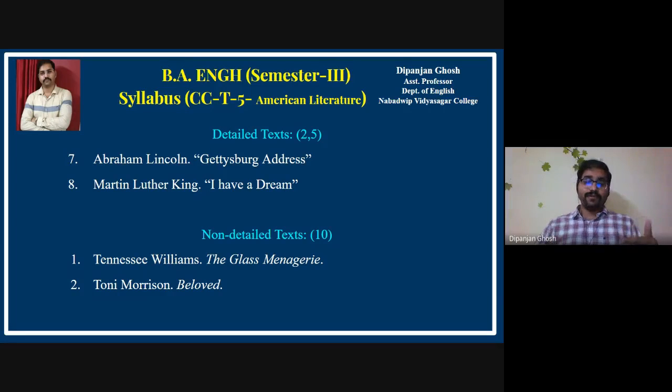So ultimately, if you have to go with the text, then you have to buy the text. And if you want some notes, they are not available in detail, but for Beloved there is a particular notebook available on Amazon, not in the market, that you can buy. So do that, and I think American literature will not be very problematic for you, because I will certainly cover all the sections of the syllabus with video lectures. This is CC-5, the fifth paper, named American Literature.